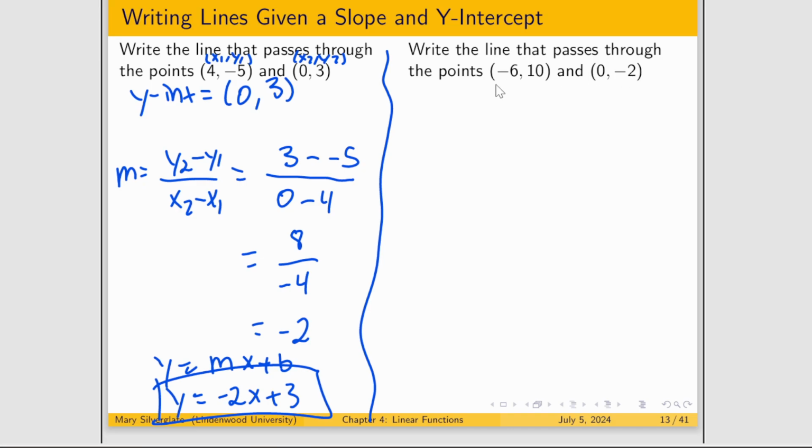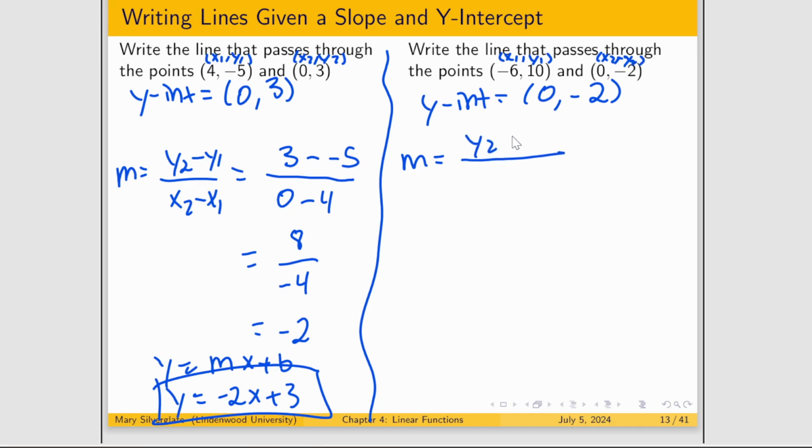Go ahead and pause the video and see if you can write the next equation yourself. So here they gave us directly that our y-intercept occurs at (0, negative 2), and I need to find my slope. So again, I might find it useful to arbitrarily label my points, although I don't have to do this step if I don't want to.